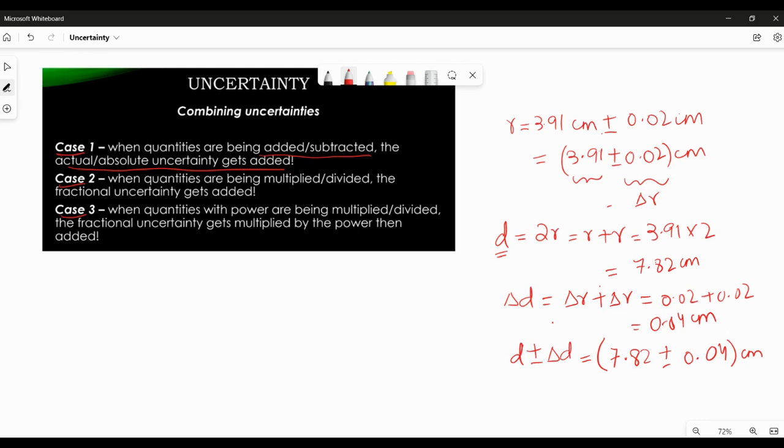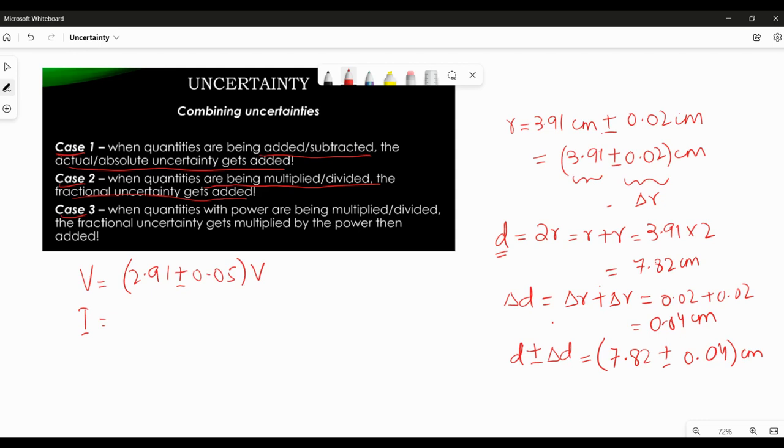When quantities are being multiplied or divided, the fractional uncertainty gets added. Now, what does that mean? Let's assume we are doing an electricity practical where we measure PD and current. The PD value that we have is, let's assume, 2.91 volts. And since every measuring instrument adds some uncertainty to our measured values, the amount of uncertainty over here is, let's assume, 0.05 volts.